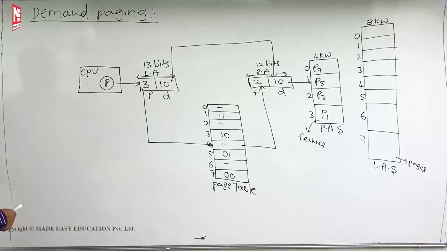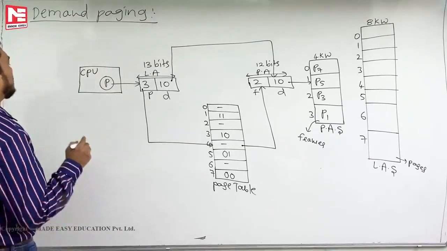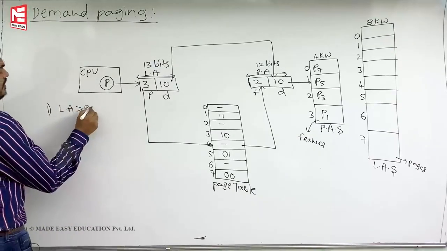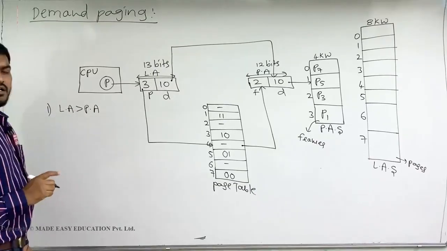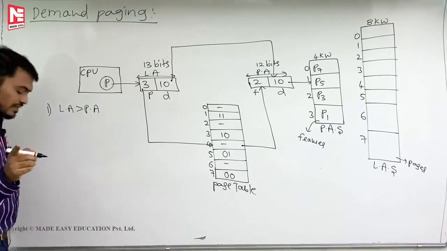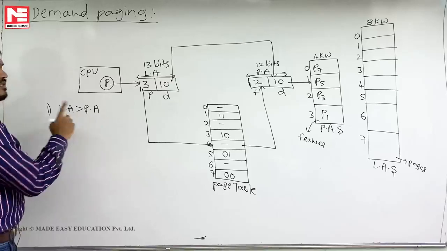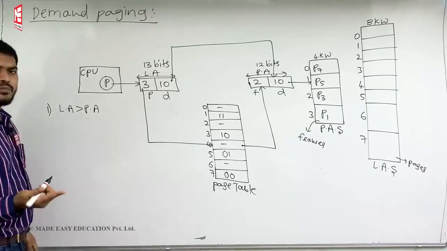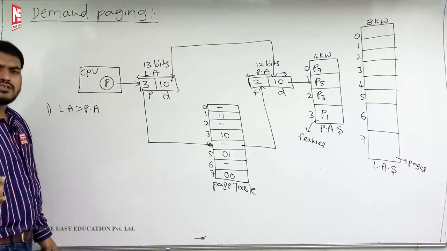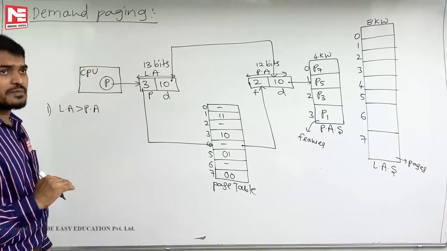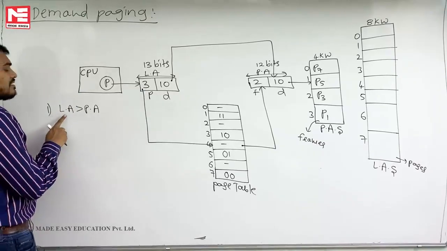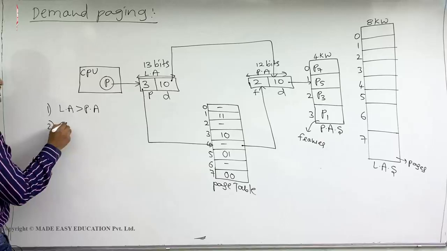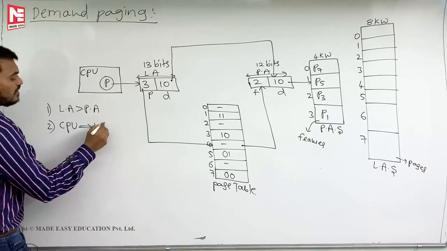Now remember, when I started the paging, I told you two important things. First, logical address will be greater than physical address. Practically, I am saying, practically logical address will be greater than physical address. In a question anything can happen; sometimes it can be equal, sometimes smaller. A question is a question, right? Don't think with respect to the practical aspect. So I said logical address will be greater than physical address in paging. And the second thing I said, the CPU always generates a logical address.